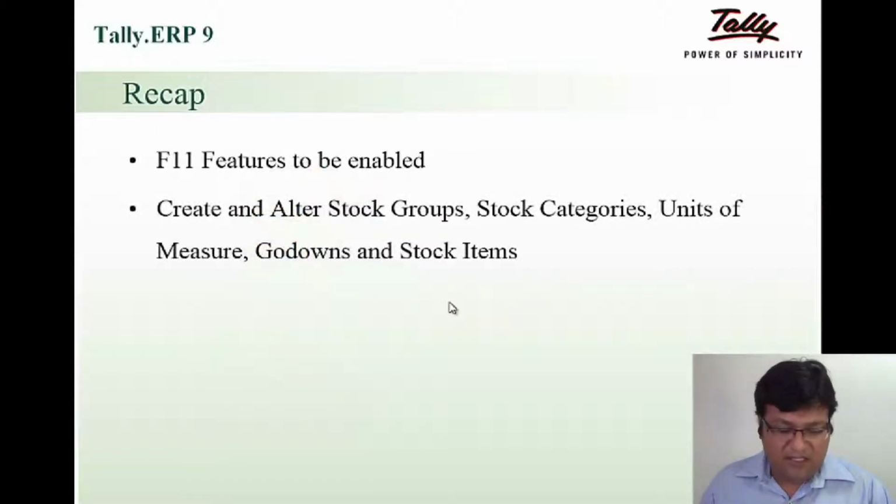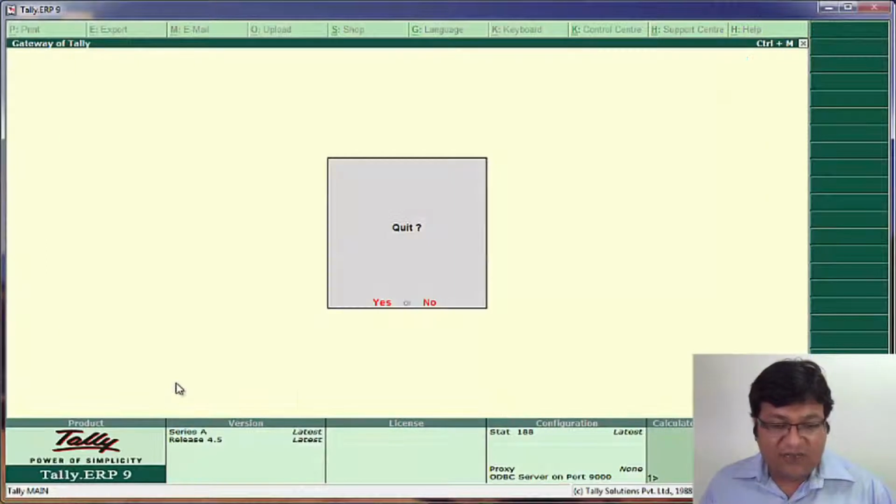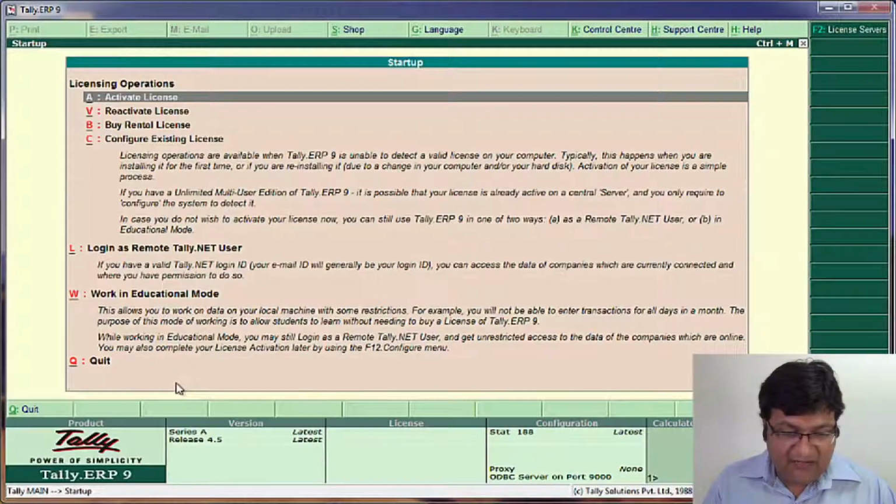So what are the things that you would need to do when you are maintaining inventory in Tally.